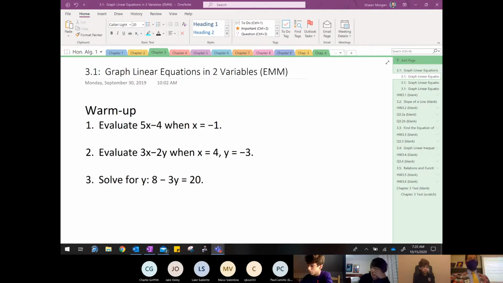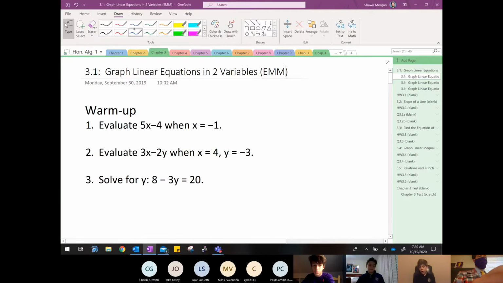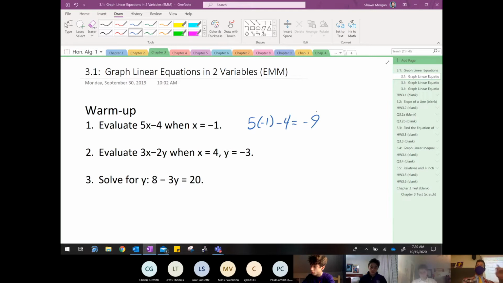All right, Georgie boy, what'd you do on this first one? What'd you get? All right, how so? Boom goes the dynamite. Well, multiply first. 5 times -1 is -5 minus 4 is another -9. Easy peasy.